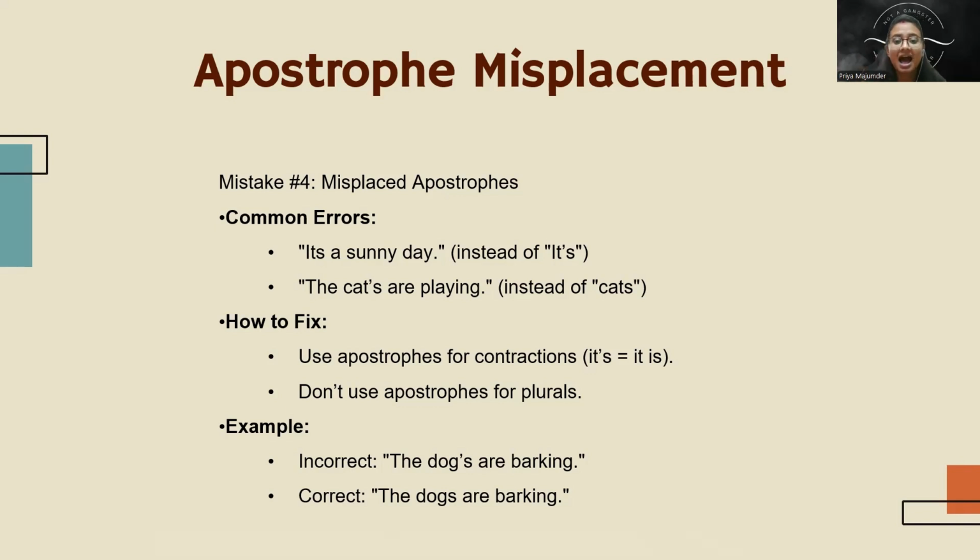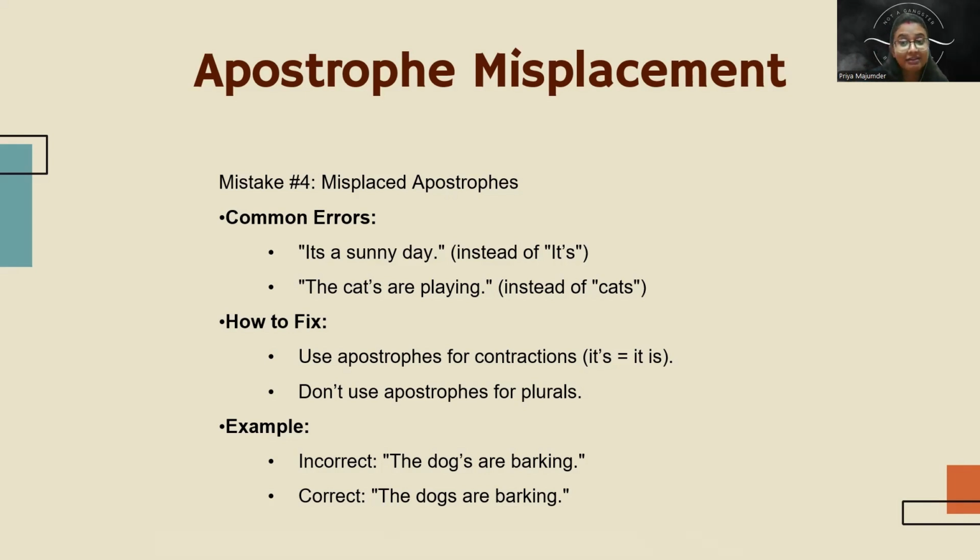It should be C-A-T-S, "Cats are playing." Instead of C-A-T-S, we are writing C-A-T apostrophe S. Then it is wrong. We should always write C-A-T-S if we are referring to the plural form of cats. So we should always remember that an apostrophe is not used for plural nouns, right? And I-T apostrophe S means "it is."